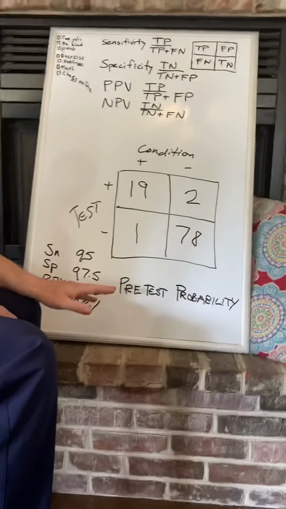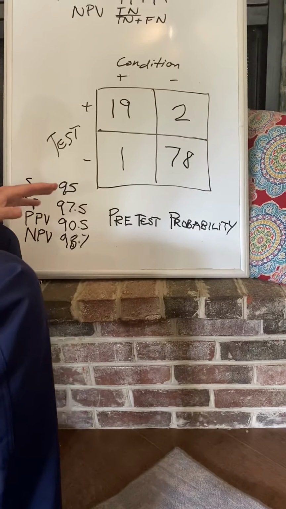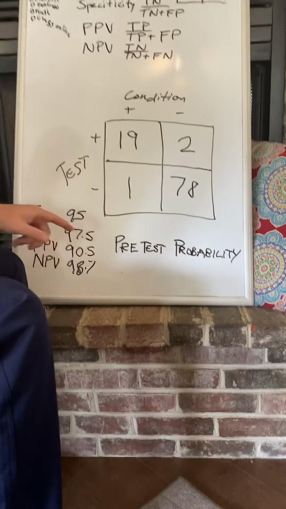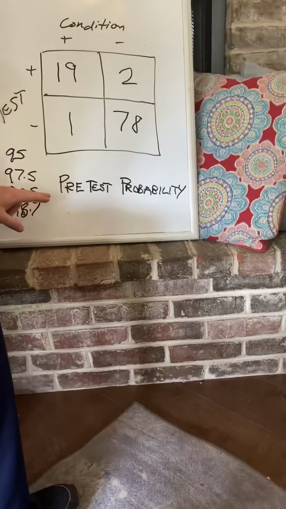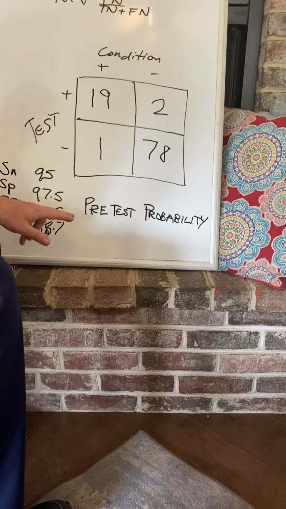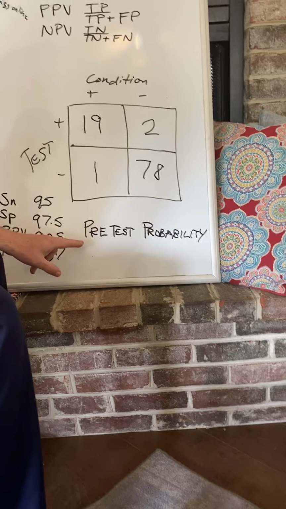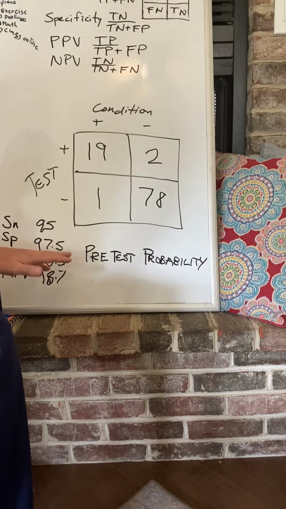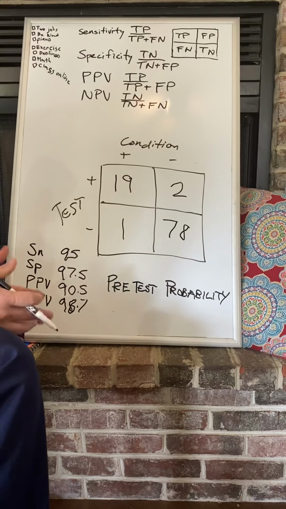So pretest probability, think of that as the prevalence in the community. And this is really, really important. This is why when you go to your doctor, it's not recommended just to have a large panel of tests. And what this is referencing is how many people in that population or demographic have the condition.